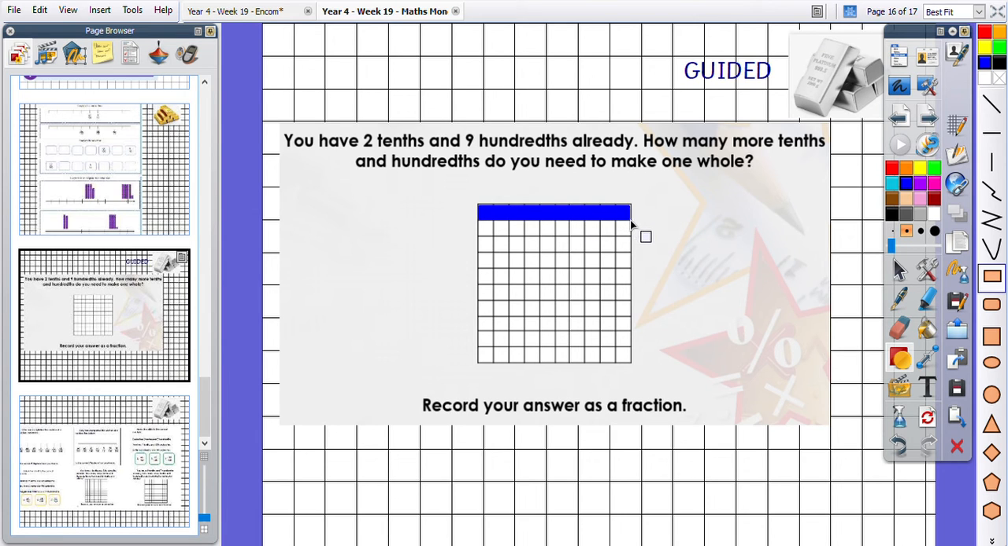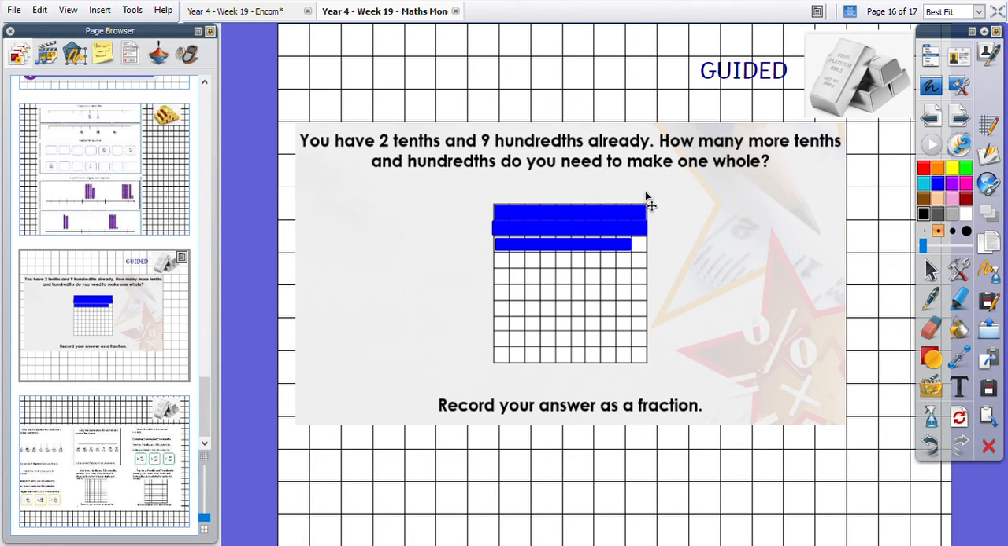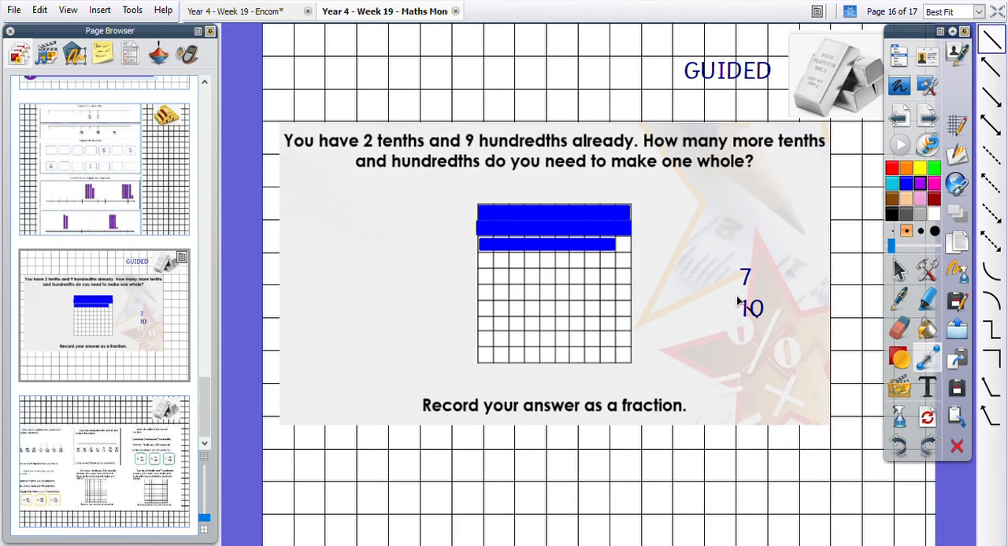So there's 1 tenth. There's 2 tenths, 9 hundredths. We've got 1, 2, 3, 4, 5, 6, 7, 8, 9 hundredths. So we need to make one whole. So what have we got left? Okay, so how many more tenths and how many more hundredths? So we've got 1, 2, 3, 4, 5, 6, 7 rows left. And I know that each row is worth a tenth. So I've got 7 tenths that I still need to get.